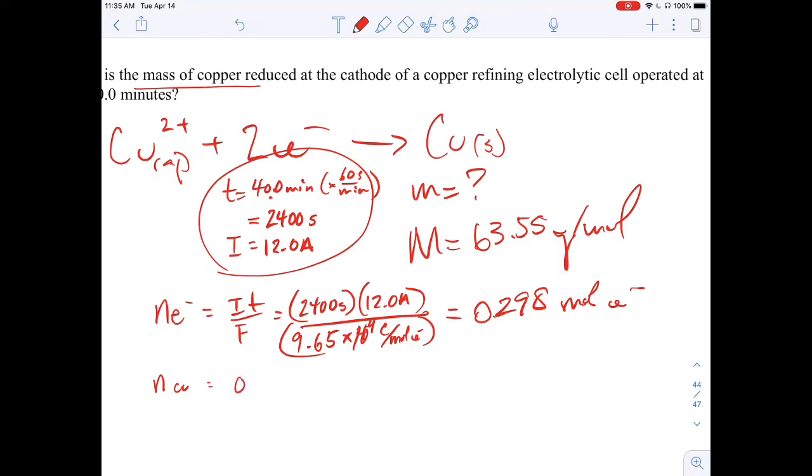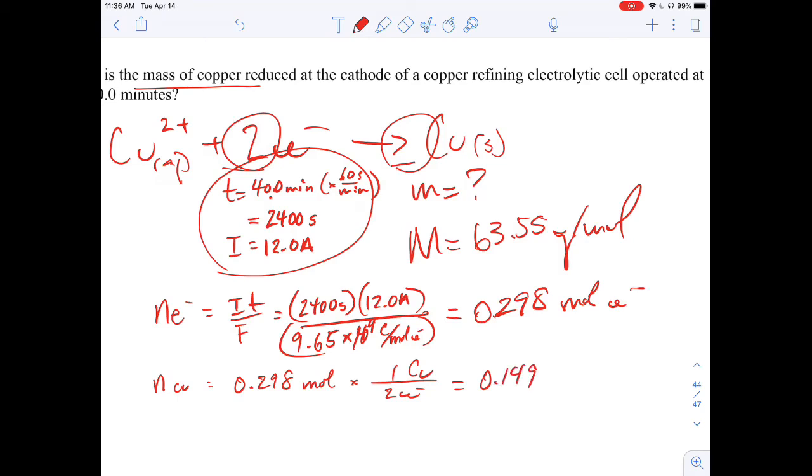And so I take that number of moles of electrons, 0.298 mole of electrons, and I get 2 electrons for every 1 copper. So I'm using the coefficients here to find the number of moles of copper that are going to be produced. And so I get 0.149 mole of copper. And so then I can get the mass of copper.